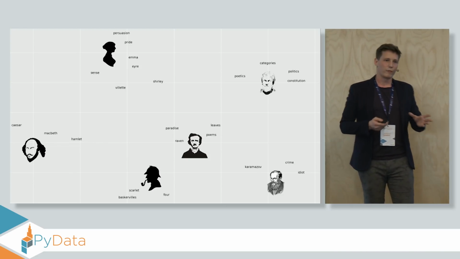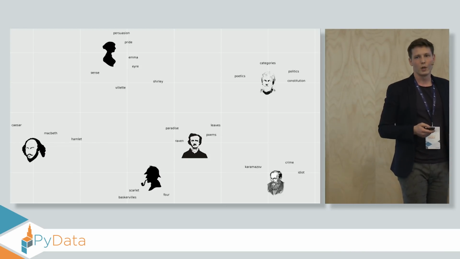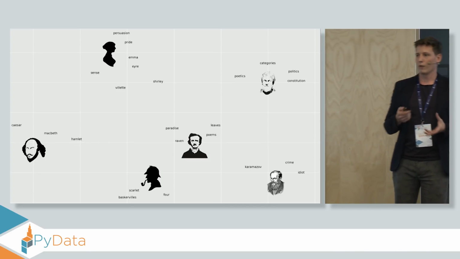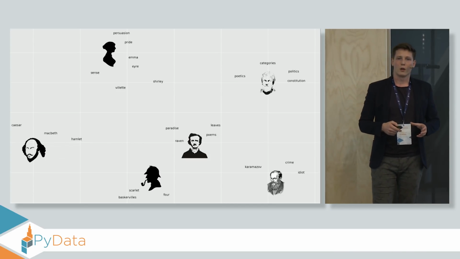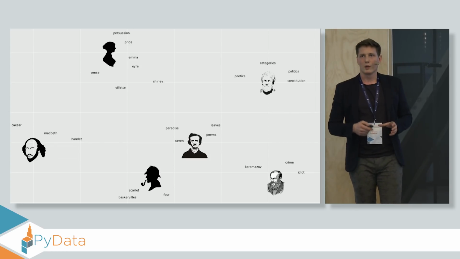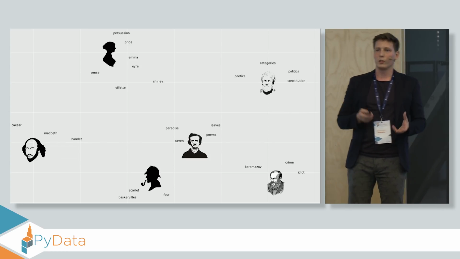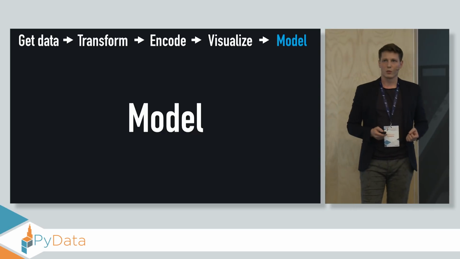So it's a very simple algorithm. You just construct TF-IDF vectors, and then you visualize it in 2D. You can already see some interesting relationships.